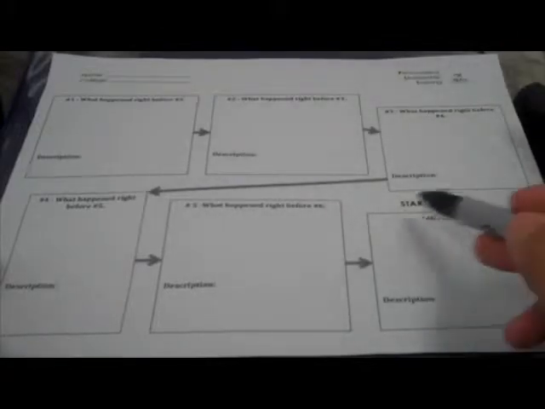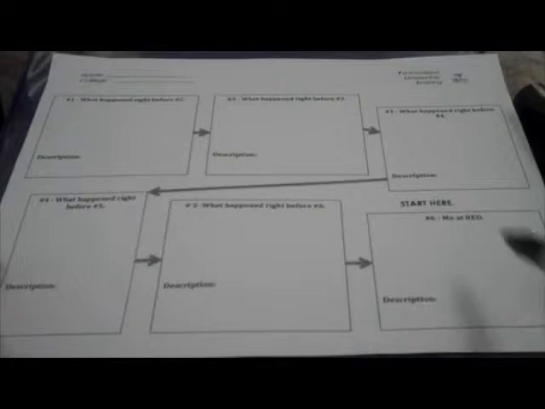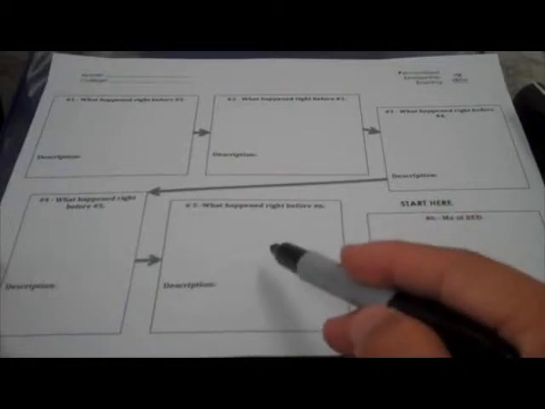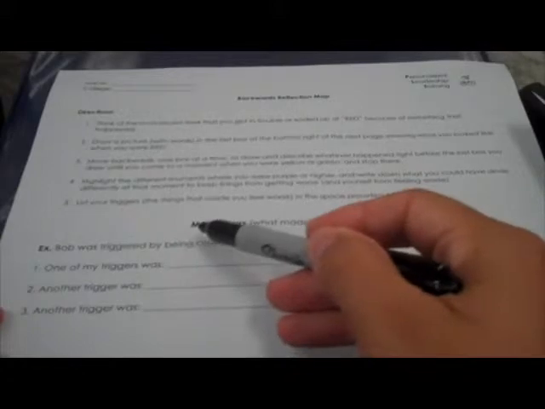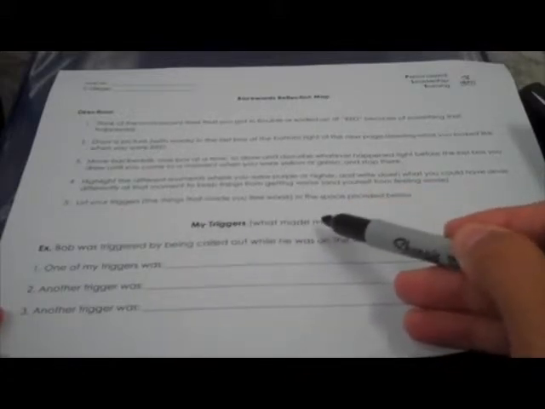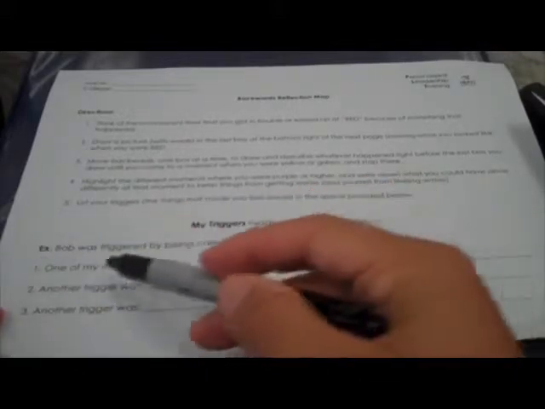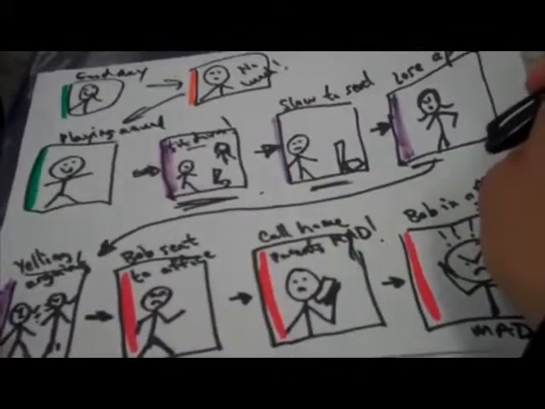But when you fill this out, you're going to start in this back right corner, write a description, and then slowly go back. What happened right before that, and that, all the way up into here. And then the other part is right here on the sheet. You can't probably read it here, but it says "My triggers: what made me get worse?" So this is where you're going to identify your triggers. What got you in trouble? So what are your triggers?